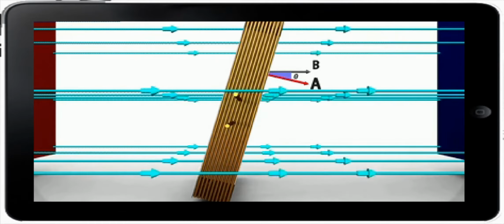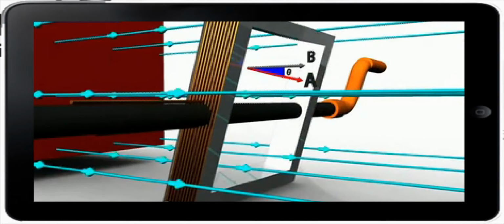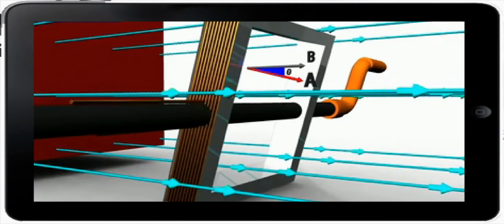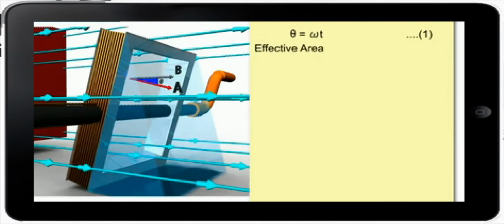time, t. When the coil is rotated at a constant angular velocity, omega, the value of theta at the instant of time, t, is given by the equation theta is equal to omega multiplied by time, t. Let us label this as equation 1. The effective area of the coil, which is linked with the magnetic field, is A cos theta. From equation 1, it is clear that the effective area of the coil is a time-dependent function.